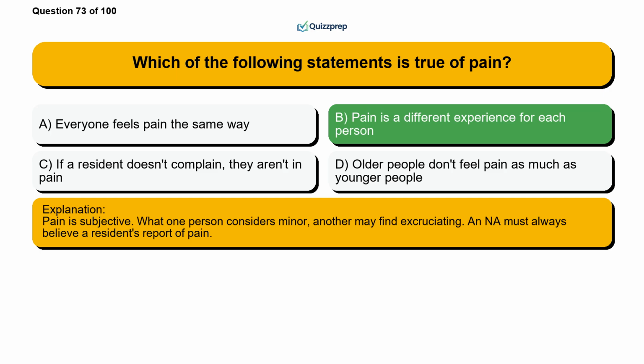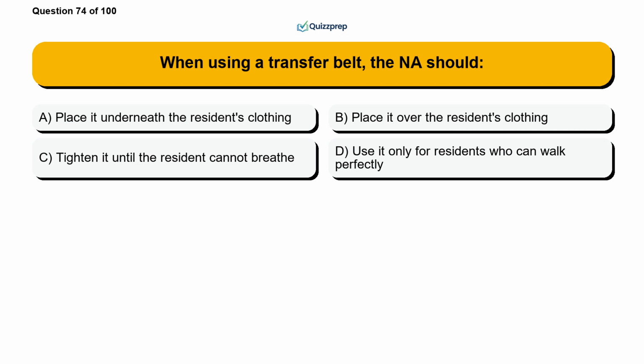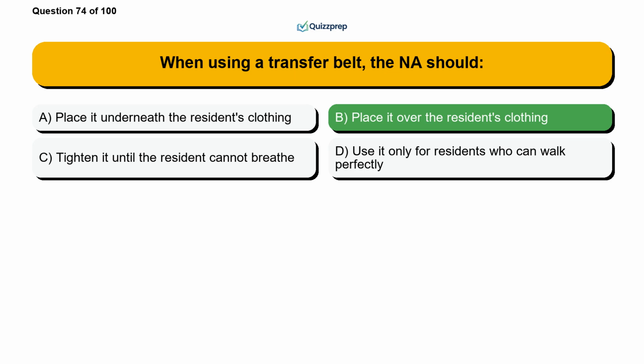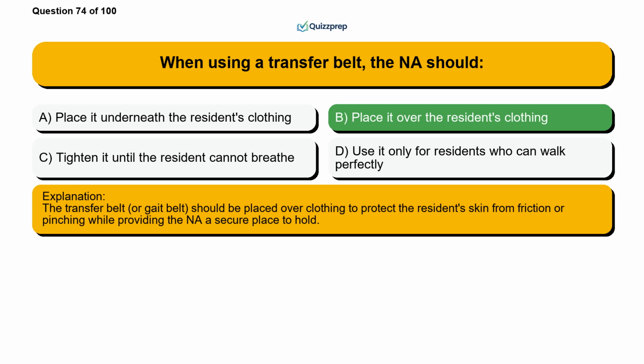of pain. Question 74. When using a transfer belt, the NA should: Option A, place it underneath the resident's clothing. Option B, place it over the resident's clothing. Option C, tighten it until the resident cannot breathe. Option D, use it only for residents who can walk perfectly. The correct answer is option B, place it over the resident's clothing. The transfer belt, or gait belt, should be placed over clothing to protect the resident's skin from friction or pinching while providing the NA a secure place to hold.